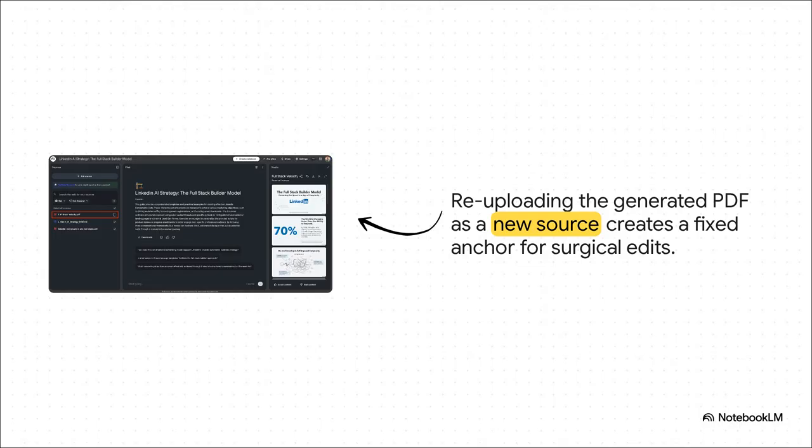And this right here is the magic move. By adding that generated PDF back into your sources, it becomes a fixed anchor. Your new prompt will reference this PDF, basically telling the AI, hey, keep everything exactly the same except for this one slide I want you to fix. It's surgical, not explosive. It's a total game changer.